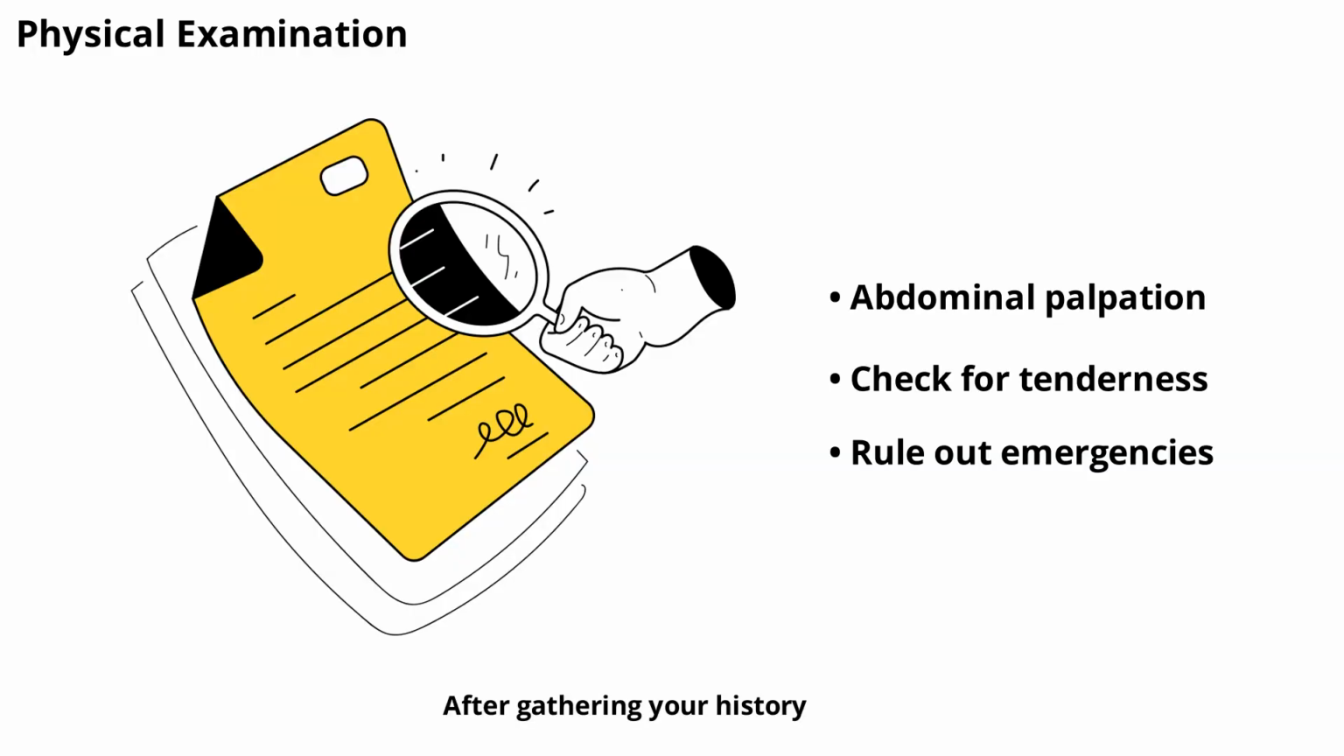After gathering your history, the doctor performs a physical examination. They may gently press on your abdomen to check for tenderness, swelling, or any unusual masses. The physical exam helps the doctor assess the severity of your symptoms and rule out other possible causes of abdominal pain. While not always definitive for ulcers, this step is crucial for identifying signs that may require urgent attention.